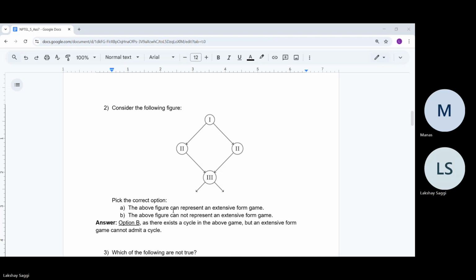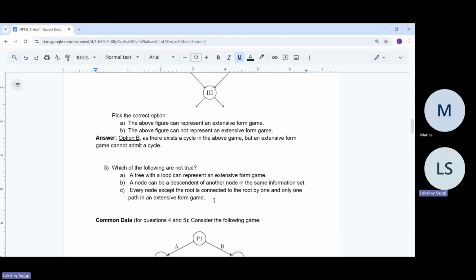But exactly this figure is not one, and the question asks whether the above figure can represent an extensive form game. So no, this figure is not representing an extensive form game, but it can definitely be converted into extensive form if you create another copy of this 3 and connect one copy to this 2 and another copy to the other 2. So that's a very good observation, Manas. Good job.